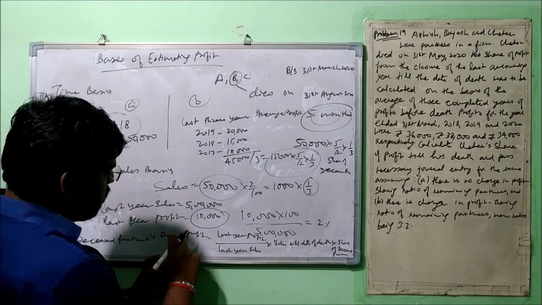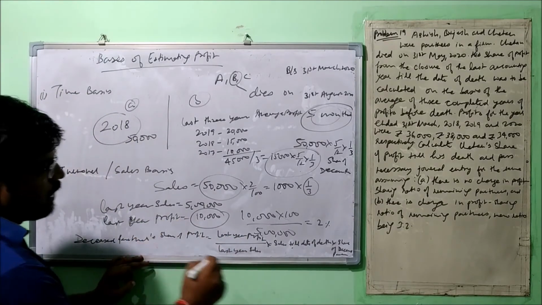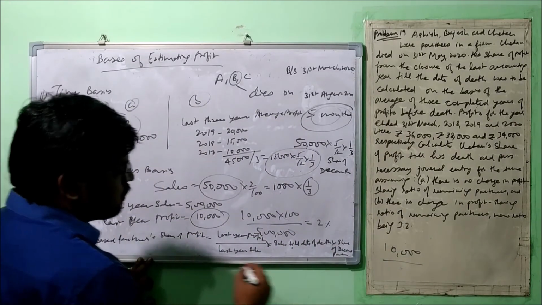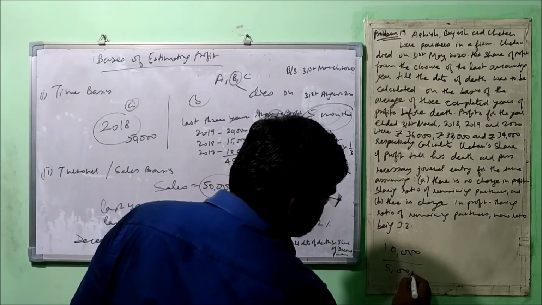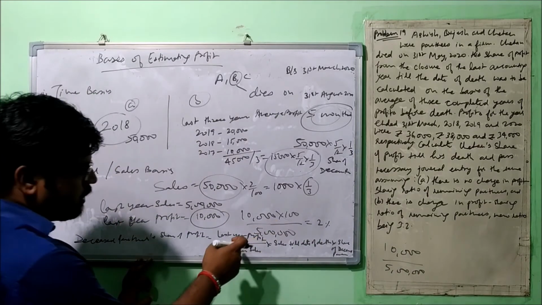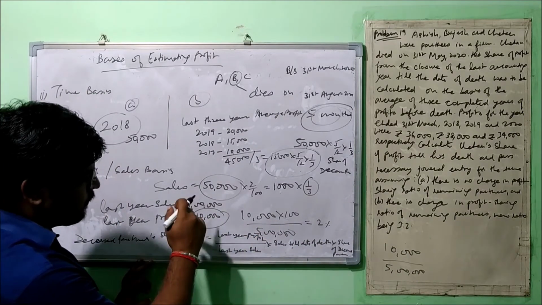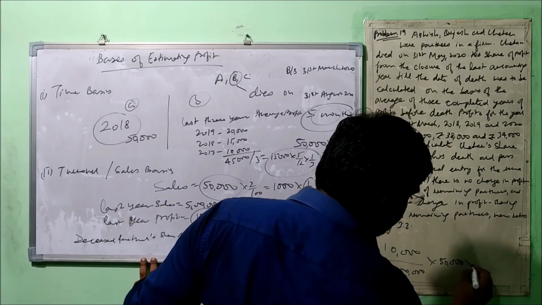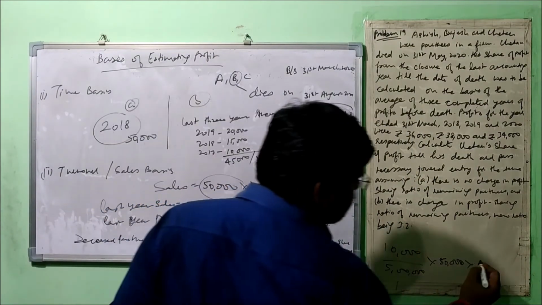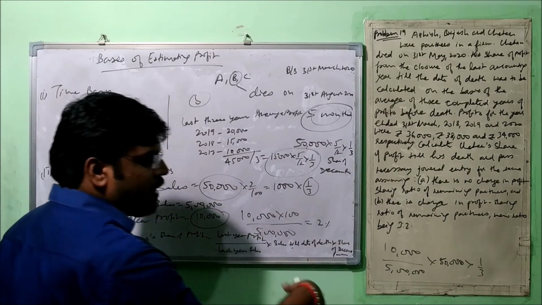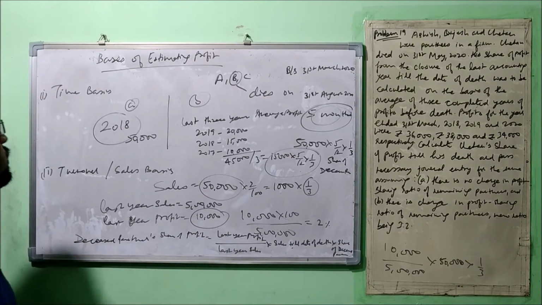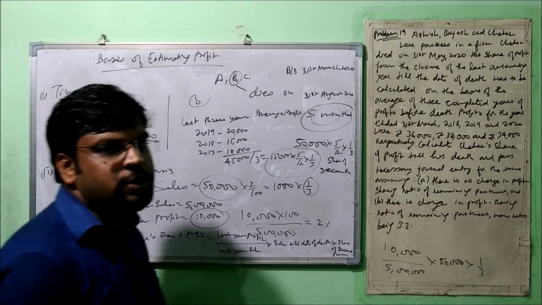Last year profit is what? 10,000. I'll just put it here. Last year sale was 5 lakh. I'll just put it here. And sale for the period in which he died is 50,000. I'll just put it here. And then share of profit, that is 1 by 3. So after calculation the same amount will be getting. Understood the point? So these are two bases of estimating the profit.